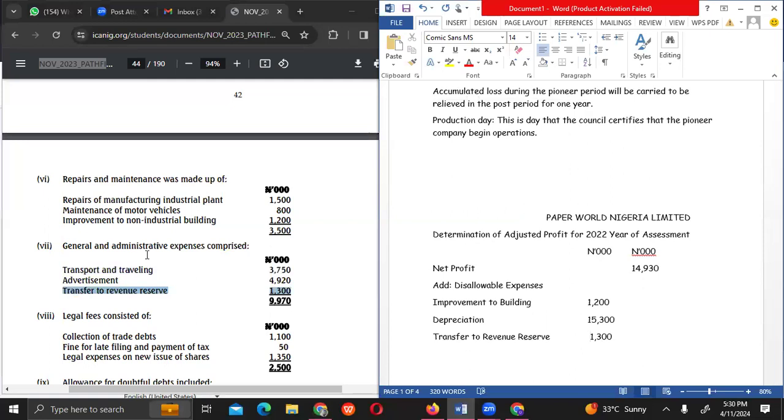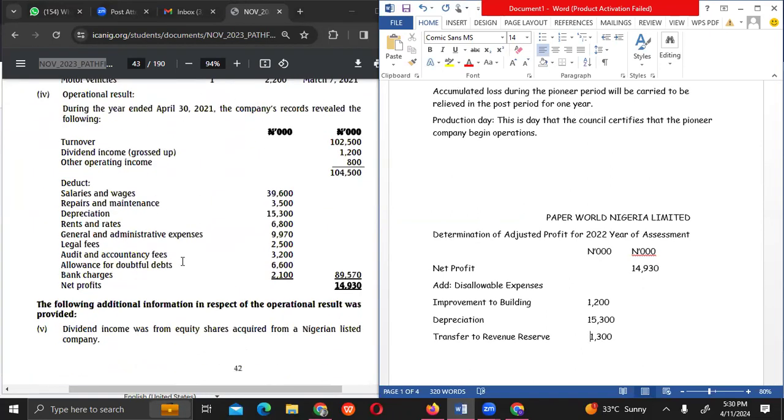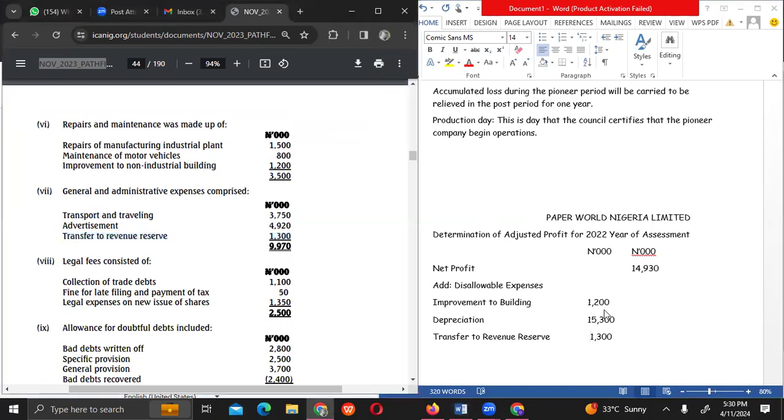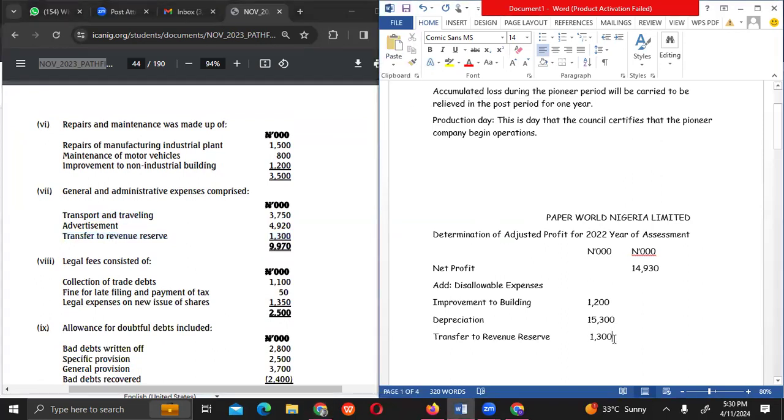Legal fees. Let's check again. The next thing is legal fees, obviously. Let's check what makes up the legal fee. Collection of trade debts is allowed. Fine for late filing is disallowed. Anything fine and penalty is always disallowed because fines can be avoided. And legal expenses on new shares is allowed because new shares is an equity item and so should form part of the items in the statement of financial position, right?